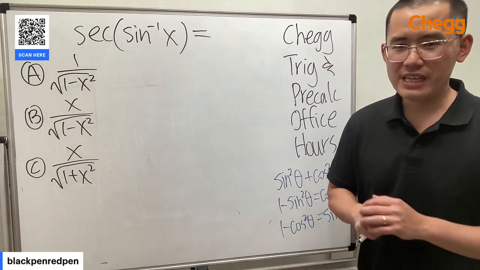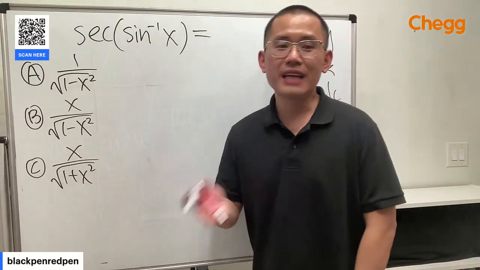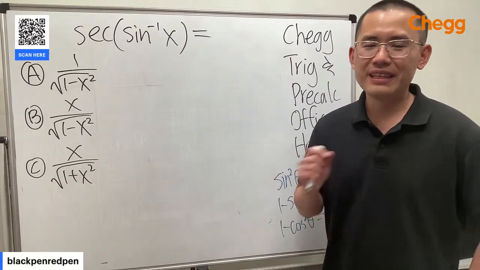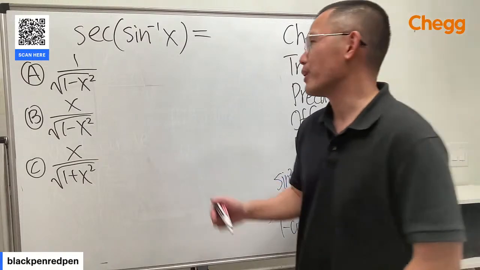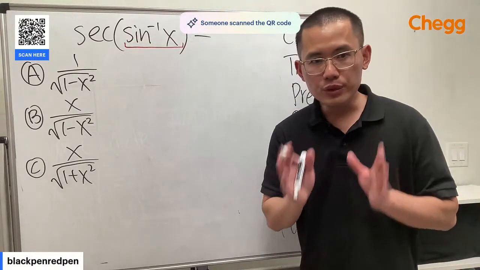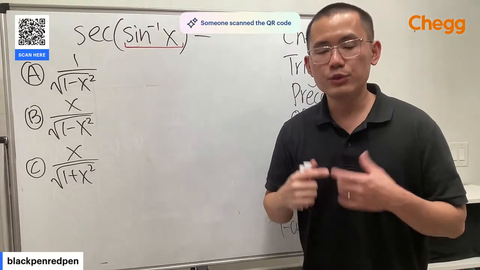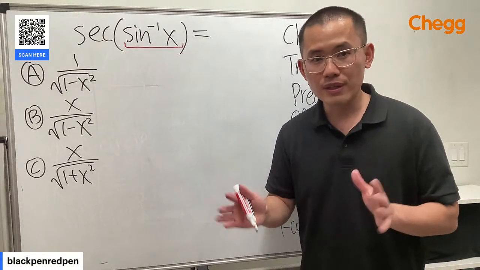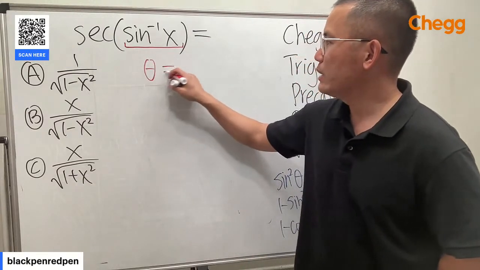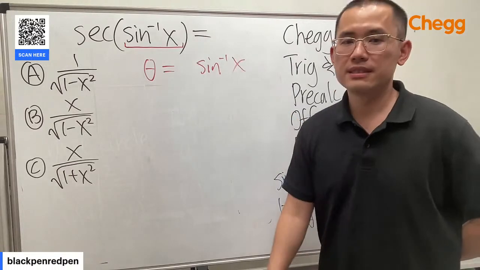A lot of you guys are saying, hey, let's see if this is true or not. So this is how I wanted to do it. I like to use the triangle method. Here we go. The result of an inverse trig function is always going to be represented as an angle. So I'm going to start off by saying that's angle theta. So theta equals inverse sine of x.